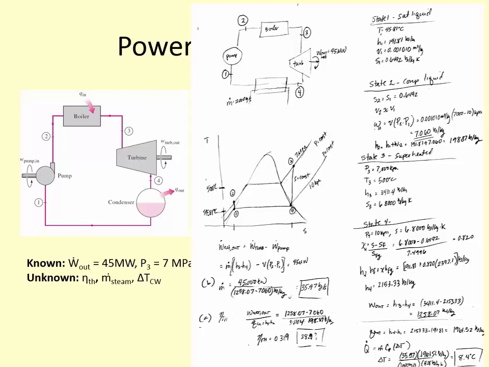So we're going to do it this way, but we use that later to find the mass flow rate. We don't know the mass flow rate of the steam. We do know the mass flow rate of the cooling water. So we haven't gotten there yet. Okay, so H3 minus H4, how do we find the pump work?